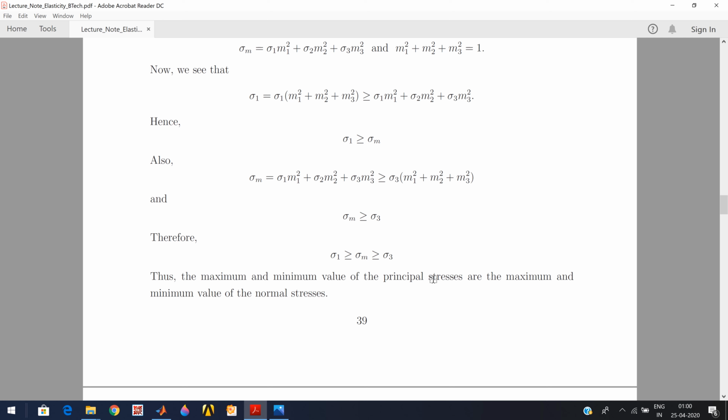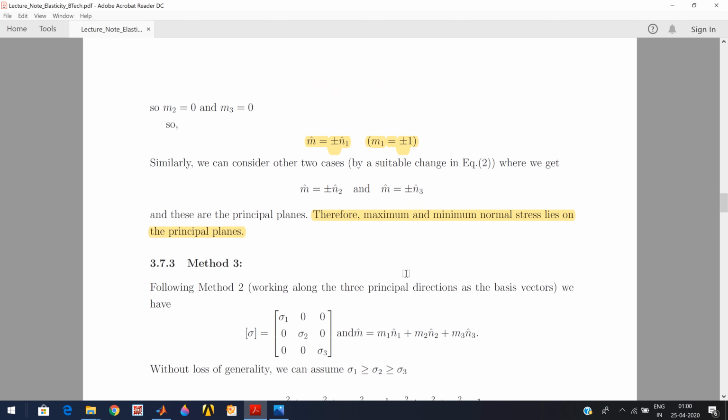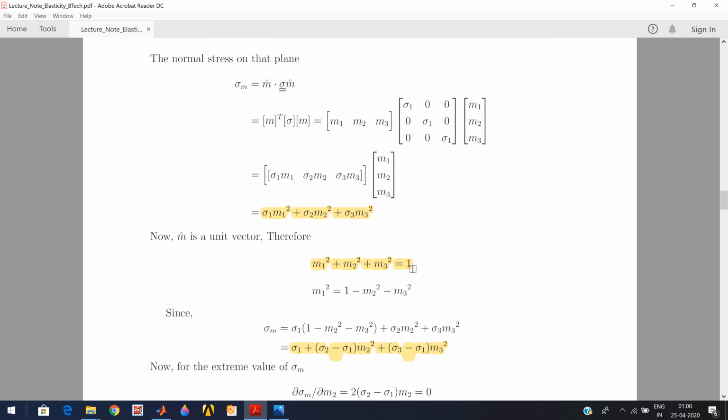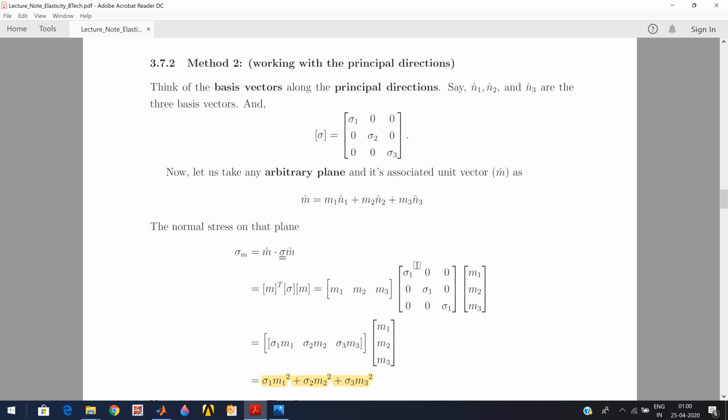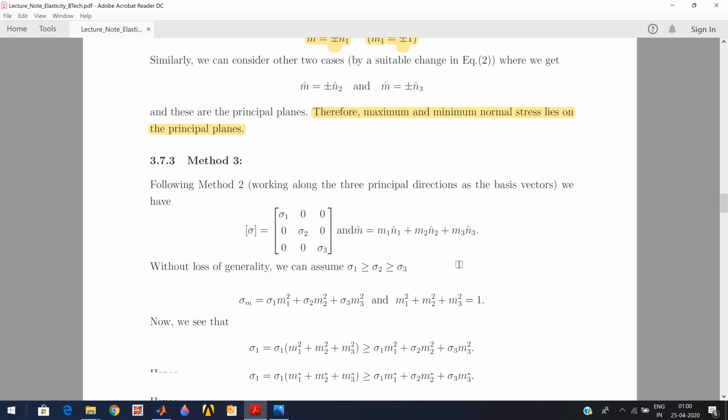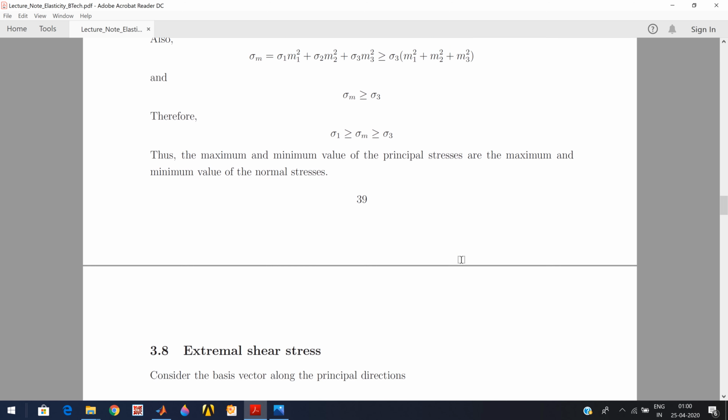So this is kind of an indirect way of proving that the normal stress will be maximum along the principal direction. But I think method 1 and method 2 are the more formal, more mathematical way of proving this. Okay. All right, so method 3 you just look at, you'll understand that.